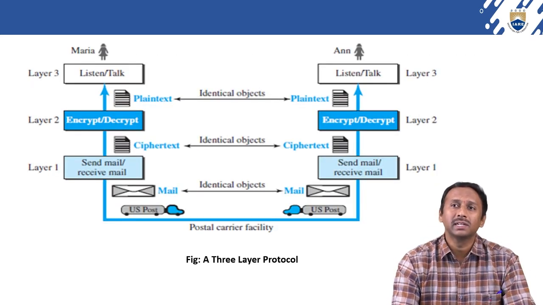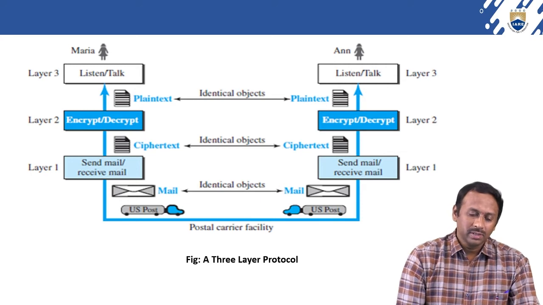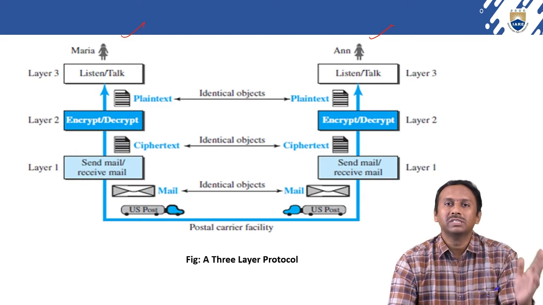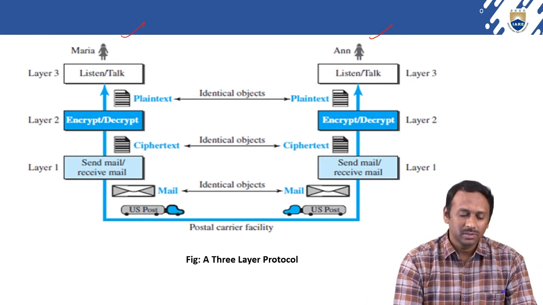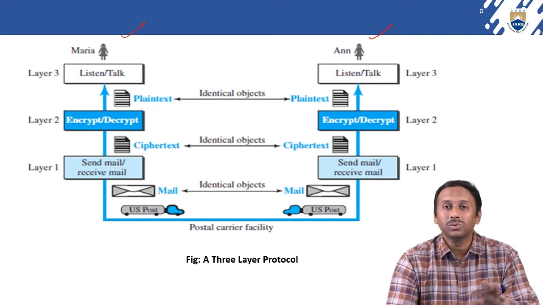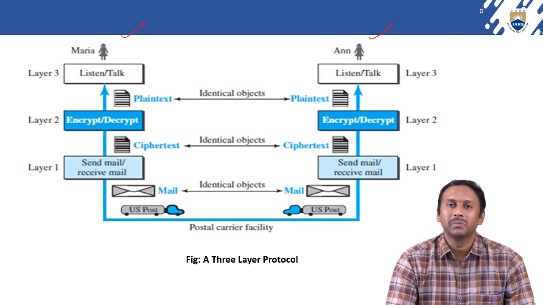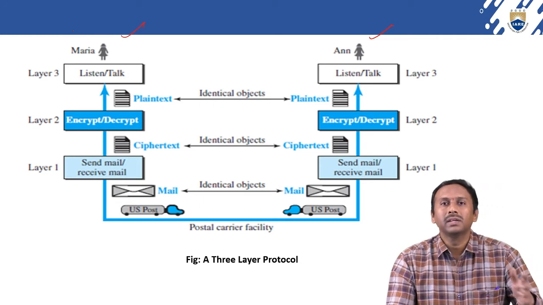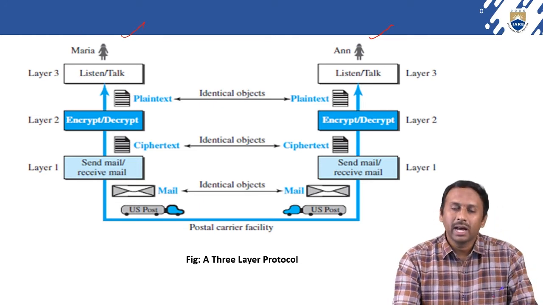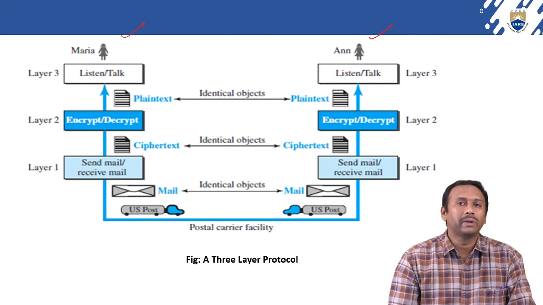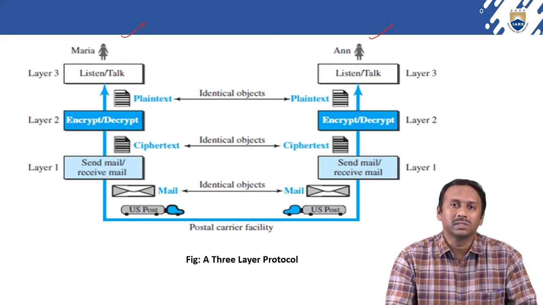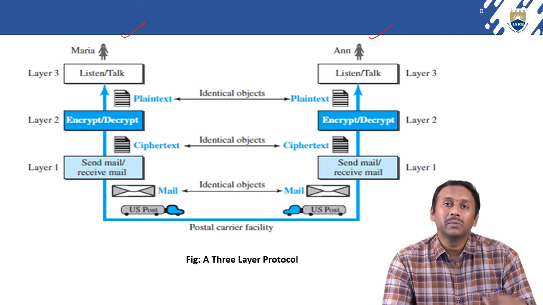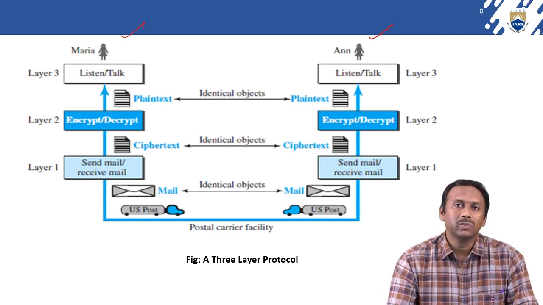So this is a three-layer protocol, and here are Maria and Anne. The two persons are in different places. You just assume they are not neighbors. Remember, they are not neighbors. Maria is working in a company in one place, and Anne is working in the same company in a different branch outside the city. Now Maria and Anne are going to communicate with each other about their innovative ideas.